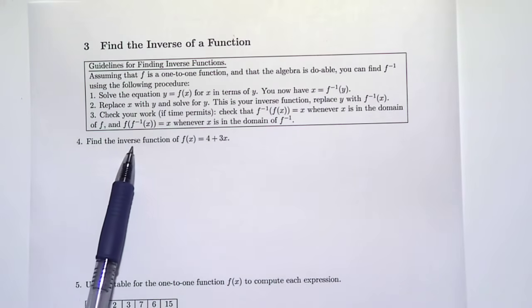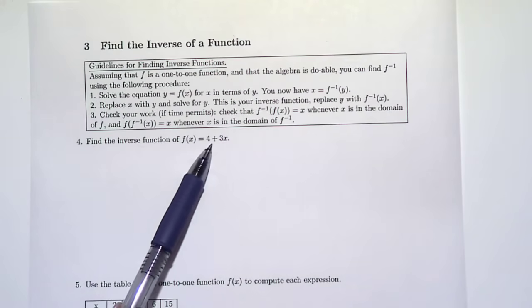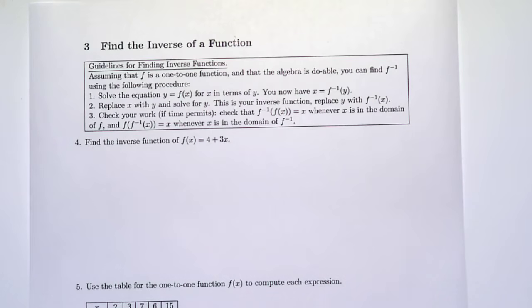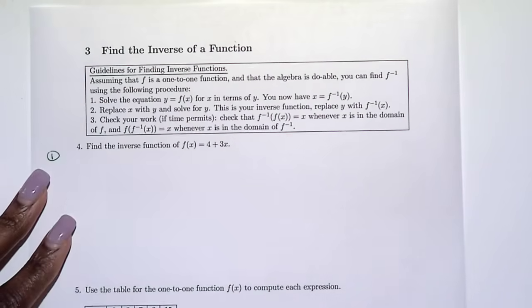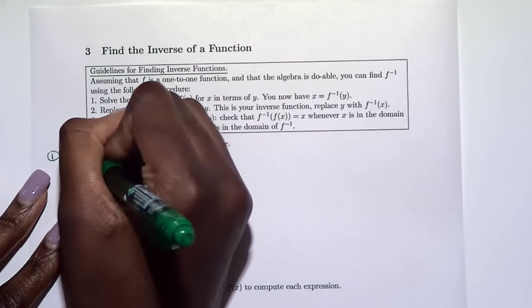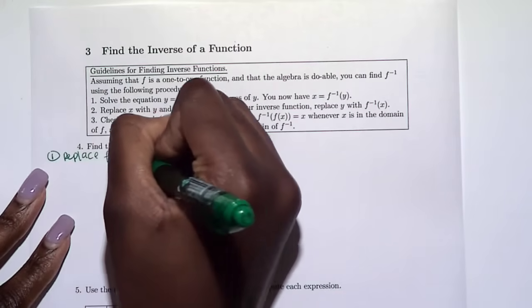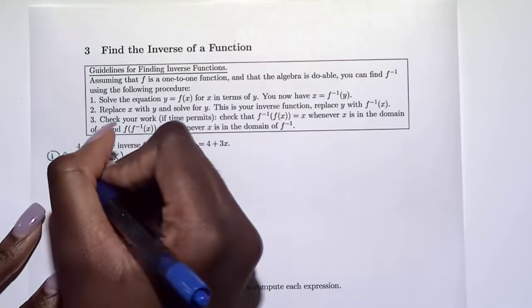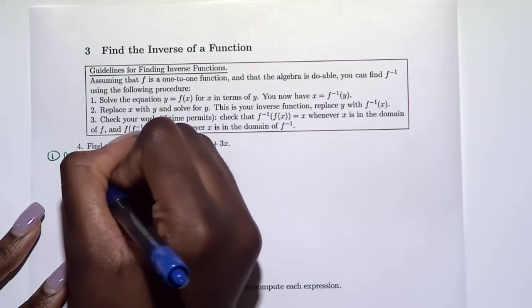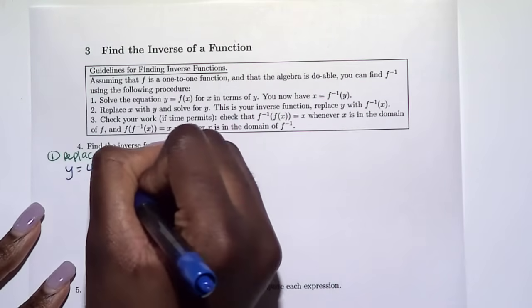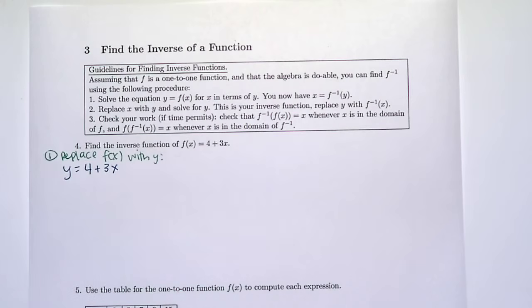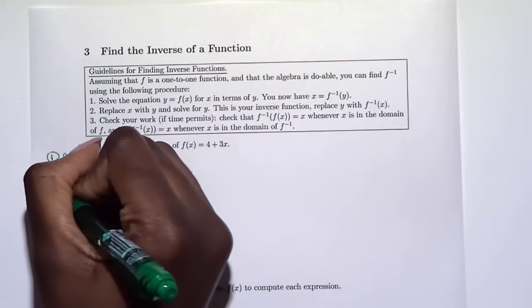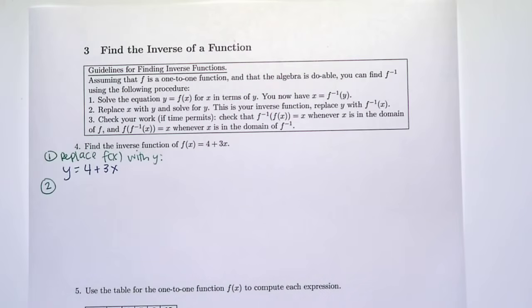Number 4 says find the inverse function of f of x equals 4 plus 3x. So the first thing we're going to do is to replace f of x with y, right? Because those are the same. So we're going to be looking at y equals 4 plus 3x. That's the first step, just getting rid of the function notation and just using x and y. Because we're now going to switch x and y and then solve for y.